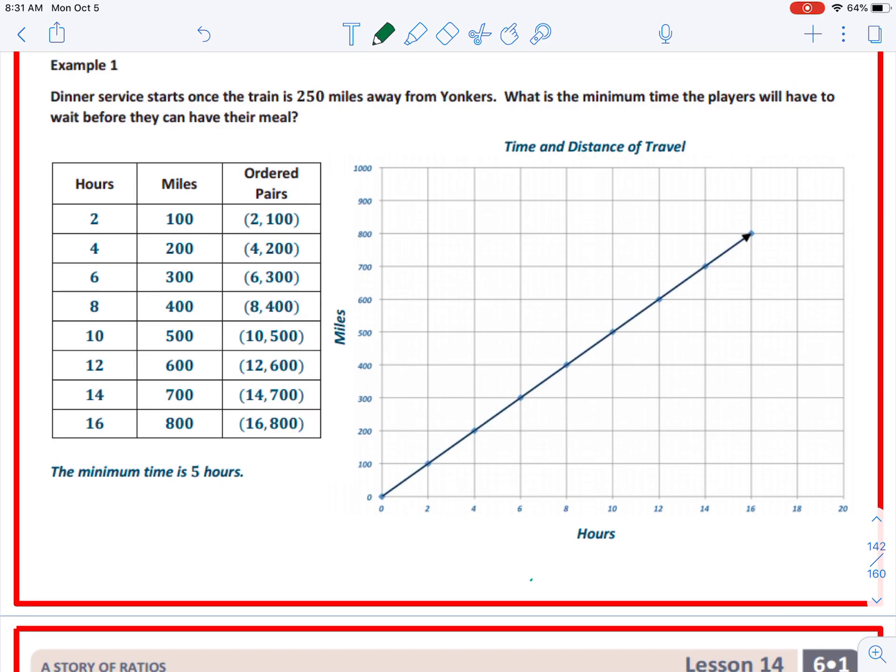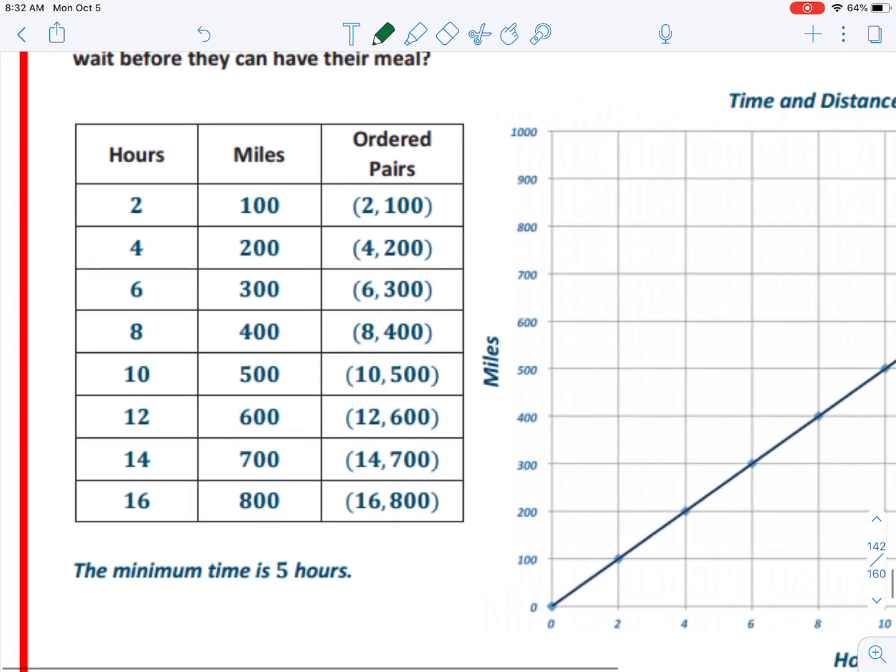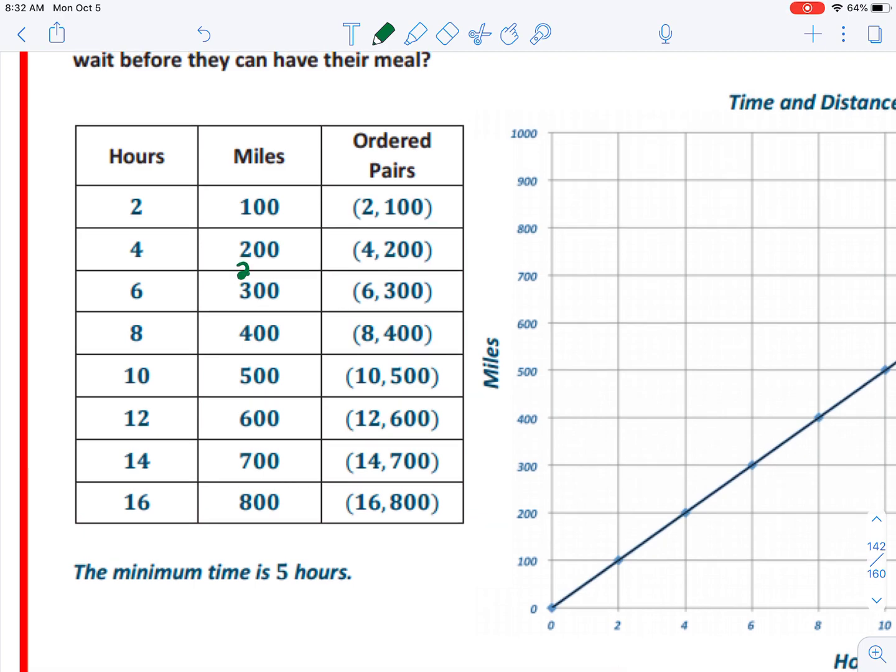We're doing good. Looking at example 1, it says dinner service starts once the train is 250 miles away from Yonkers. What is the minimum time the players will have to wait before they can have their meal? They are on the train, and they can't eat until the train goes 250 miles. Let's look at this table first. Where do you think 250 miles would go if it were on the table? It's going to go between 200 and 300. Say I have 250 there.